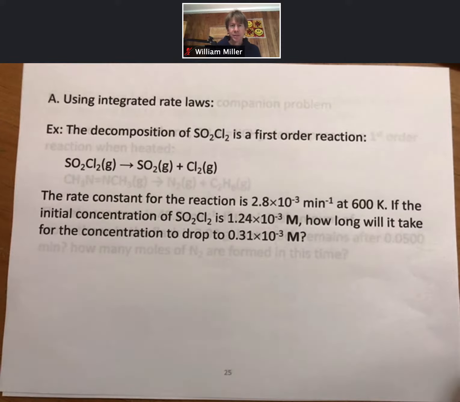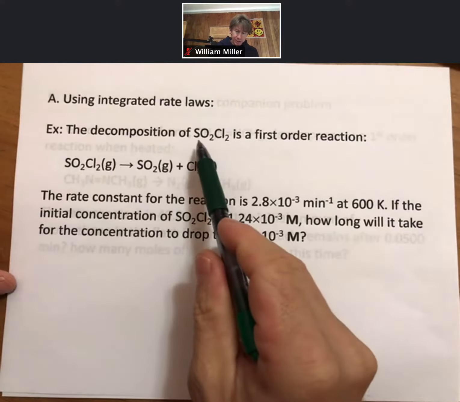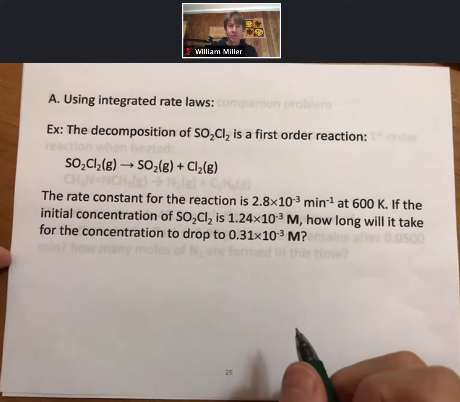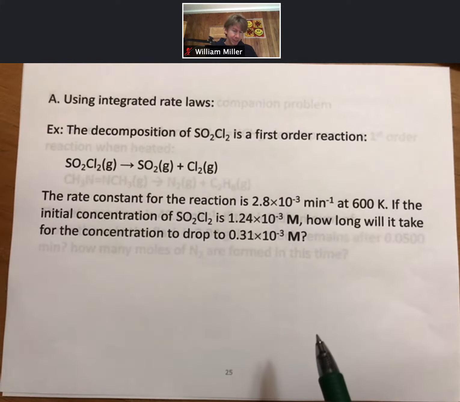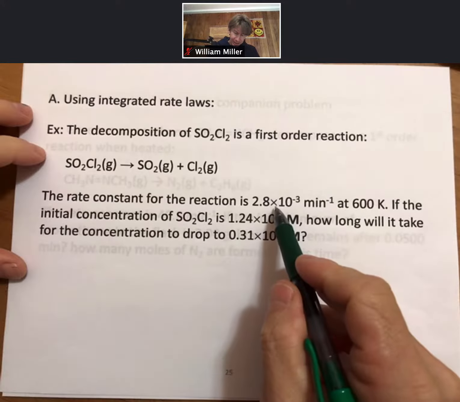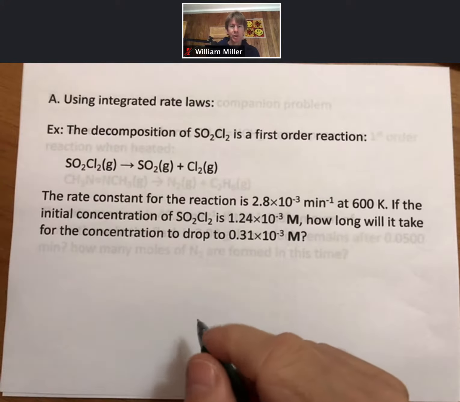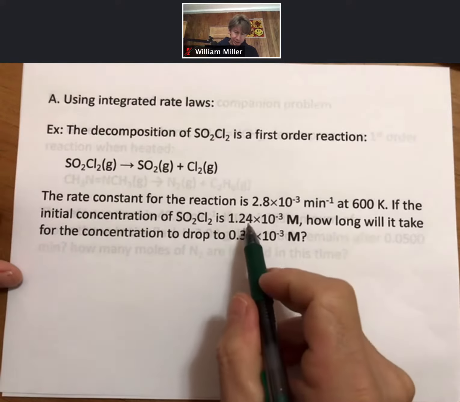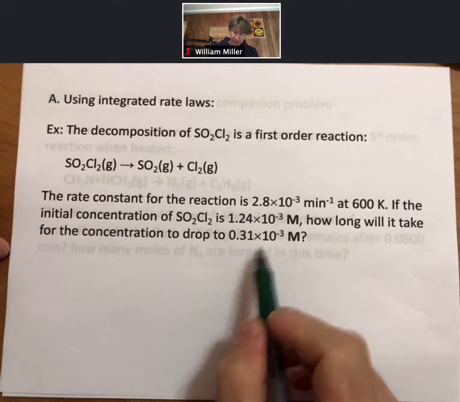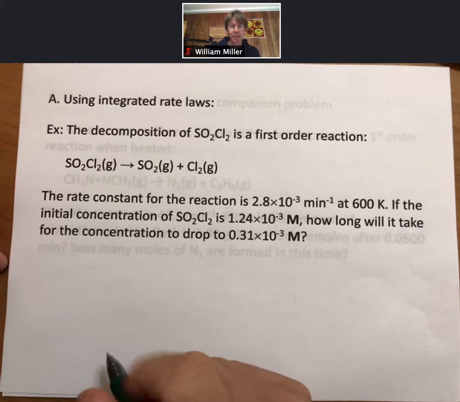Now let's do a couple of examples using the integrated rate laws. This example has the decomposition of this substance and says it is a first order reaction. We can see the reaction here, and it says that the rate constant is 2.8 times 10 to the minus third minutes to the minus 1. That's at 600 Kelvin. It gives us an initial concentration, and then it asks us how long will it take for the concentration to drop to a certain level.